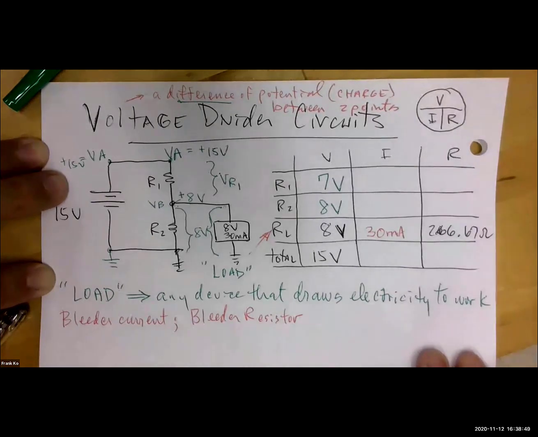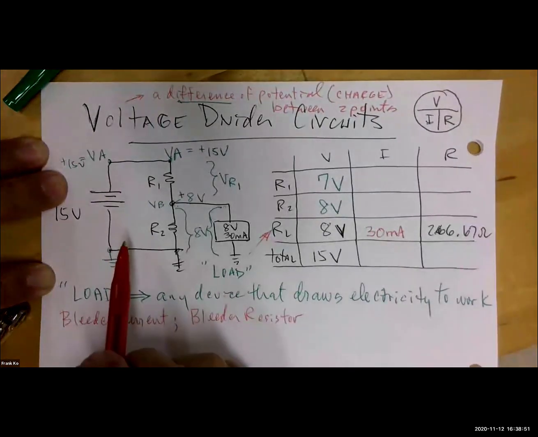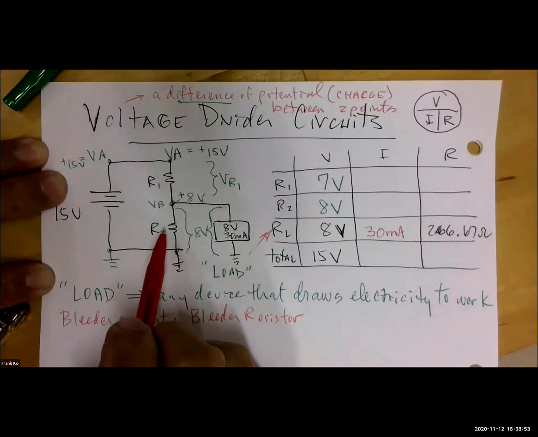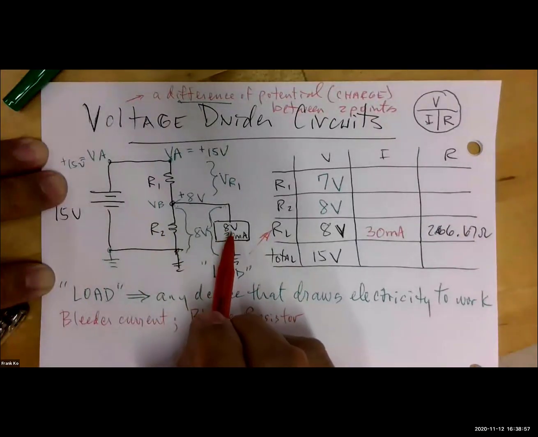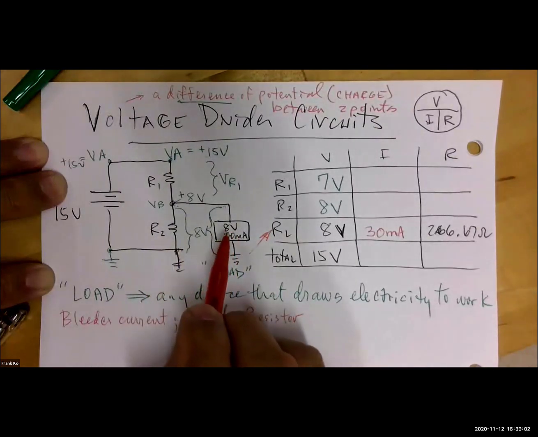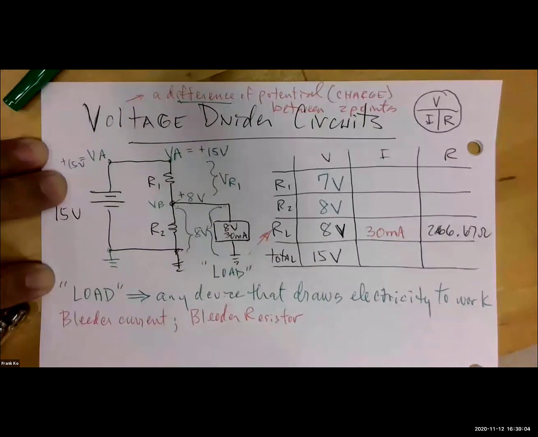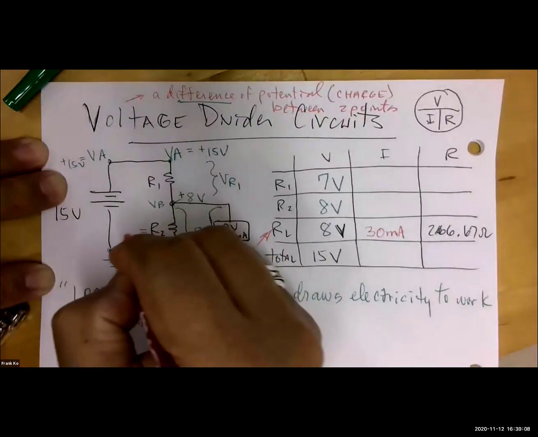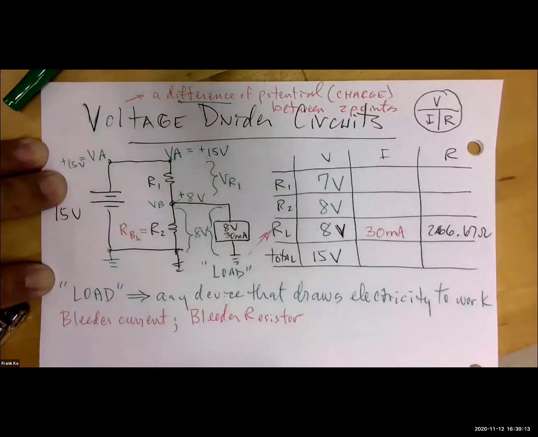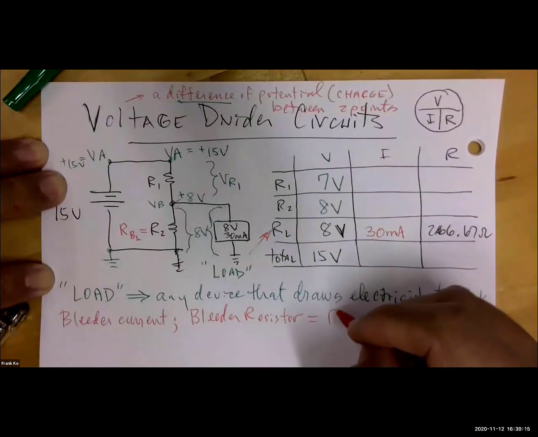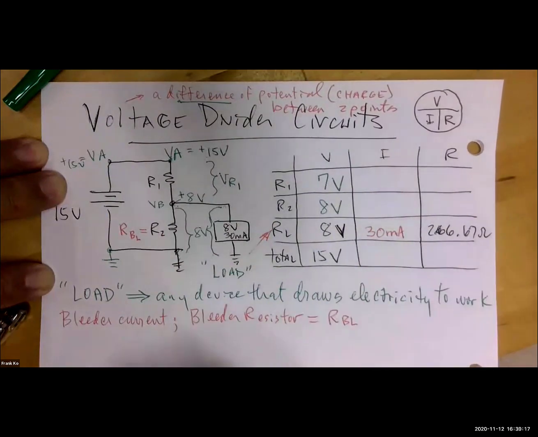And in the design of voltage divider circuits, whatever is the last resistor in parallel with the last load, the smallest demand load, whatever resistor is in parallel with the smallest demand load will be the bleeder resistor. So this is RBL, the bleeder resistor equals RBL. So R2 is the bleeder resistor.